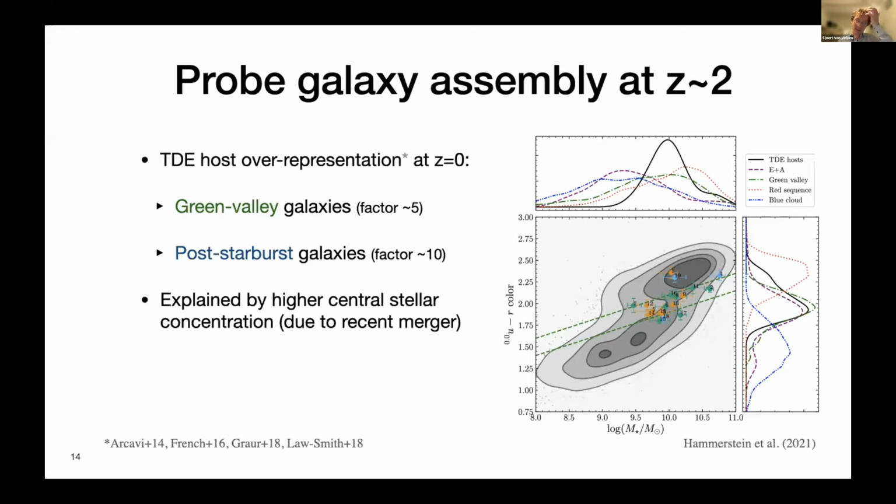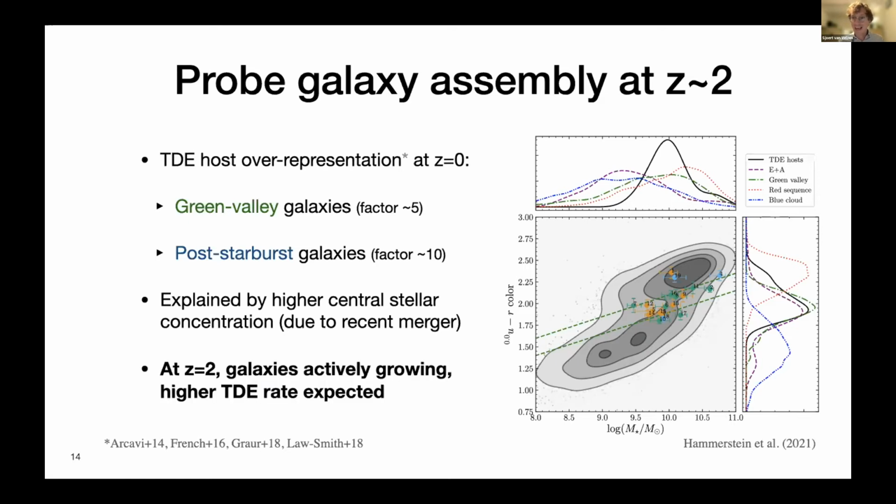This is probably due to a higher concentration on average of galaxies in the Green Valley, which boosts the tidal disruption rate. So it's not a complete mystery why this is happening, and probably a recent minor merger boosts this central density. And that means that when we see tidal disruptions at redshift 2, we're really seeing this growth of an accretion of gas onto the central parts of the galaxy and how that's driving up the tidal disruption rate.